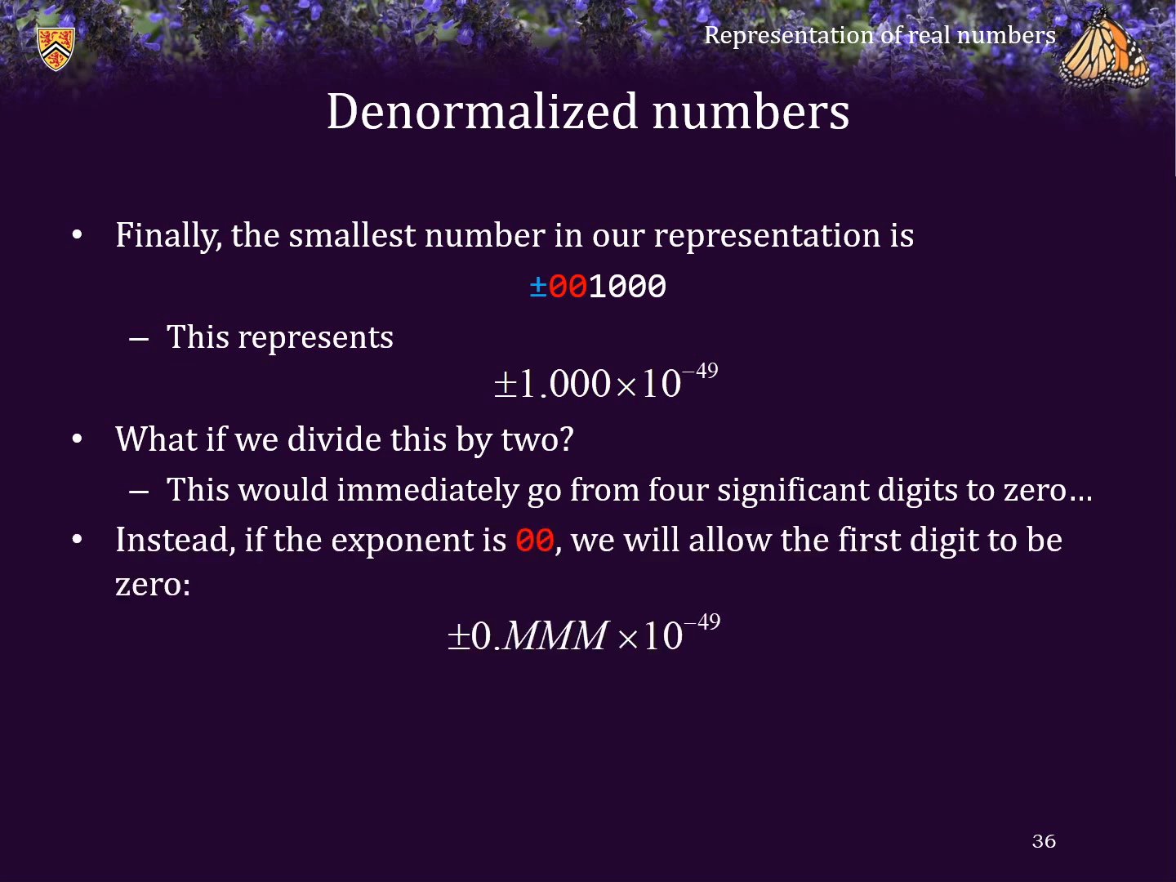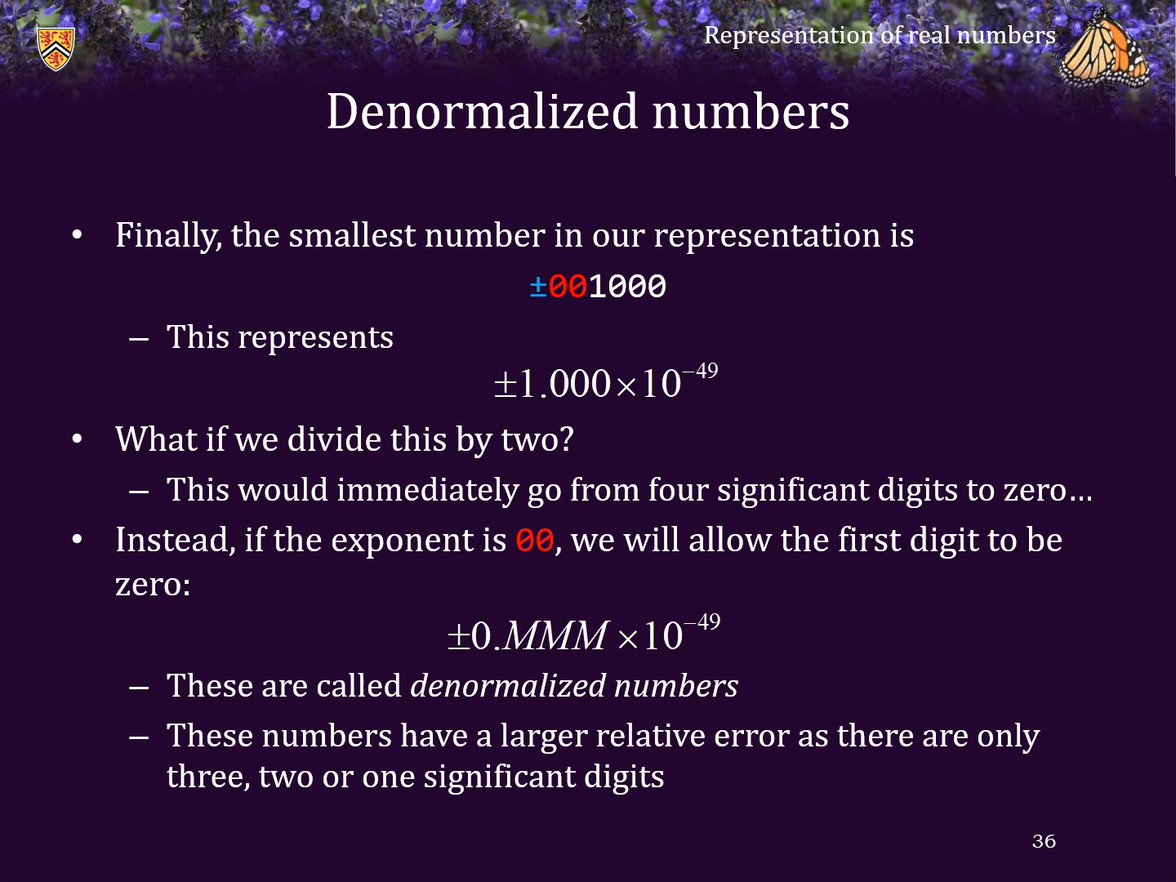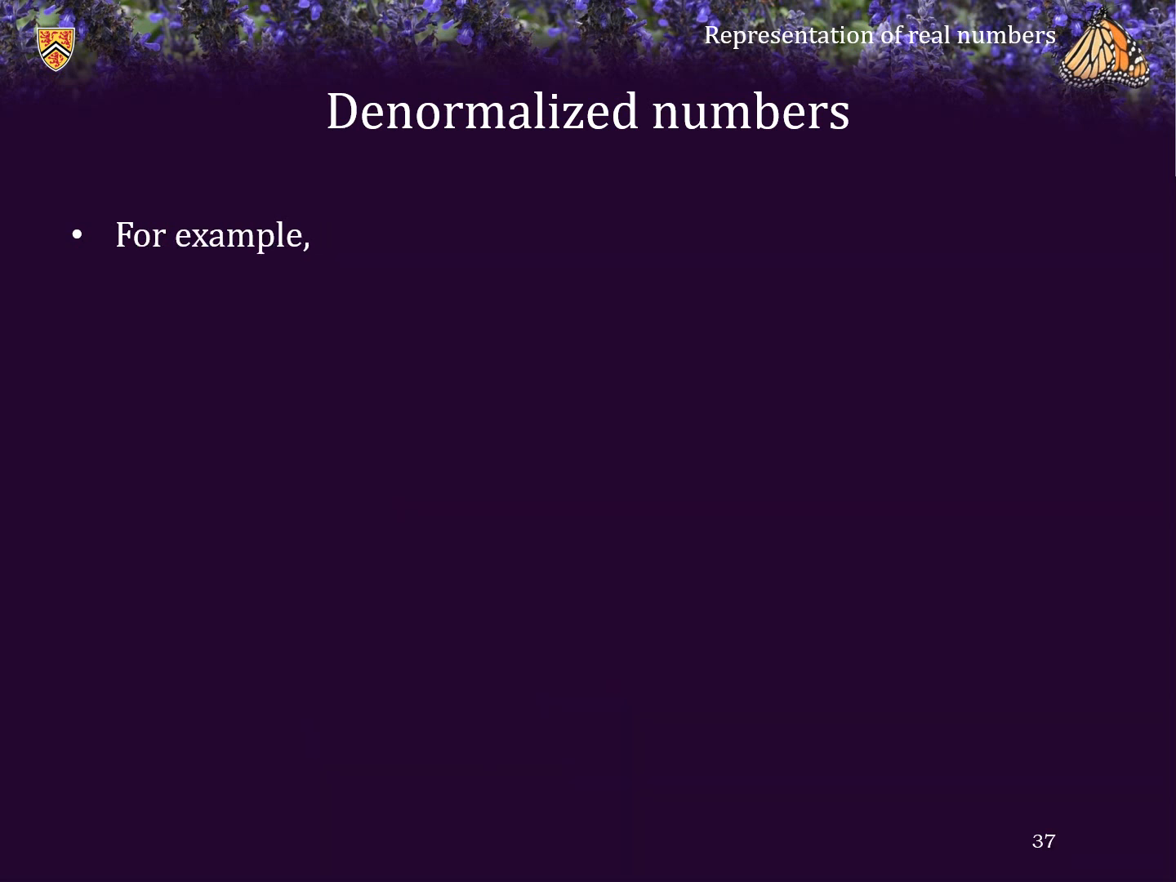Consequently, in IEEE 754, if the exponent is 0, we are actually going to allow the first digit, the integer component, to be 0. So consequently, we can still represent smaller numbers than what we have. These are called denormalized numbers. So for example, if the first digit is 0, this represents 0.mmm times 10 to the negative 49, which in our scientific notation is something times 10 to the negative 50.